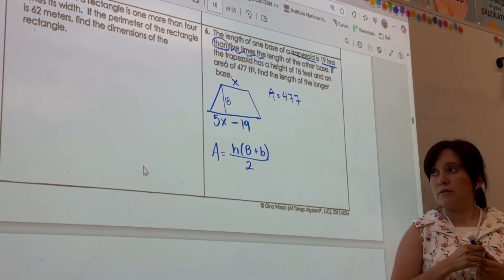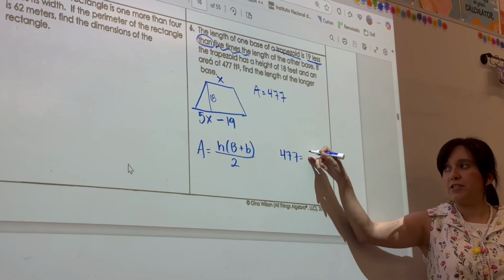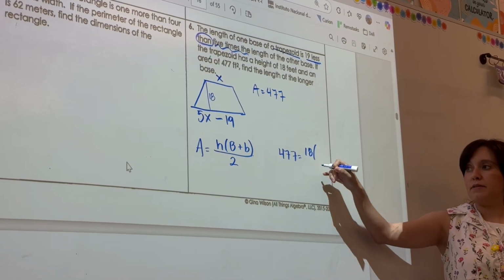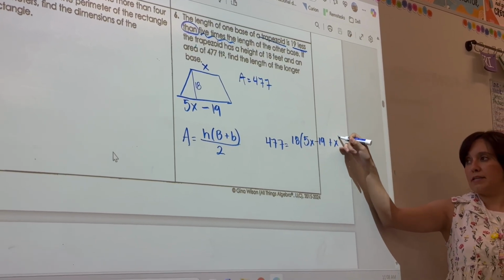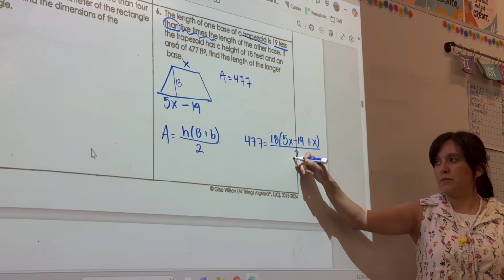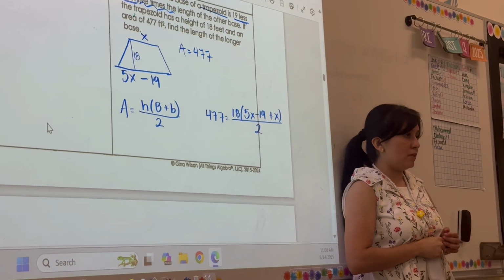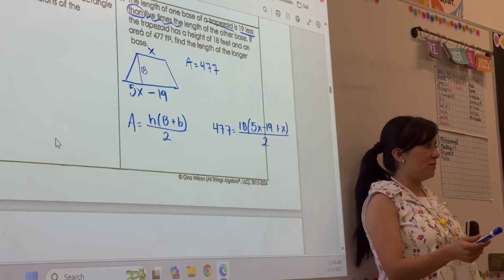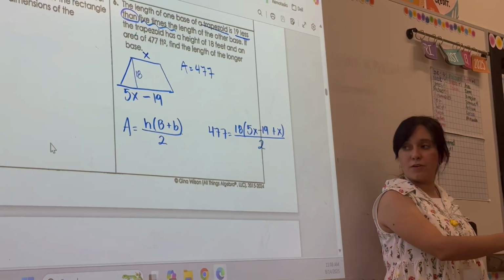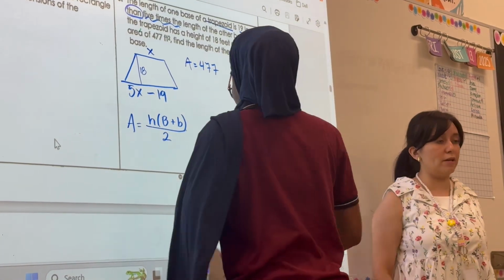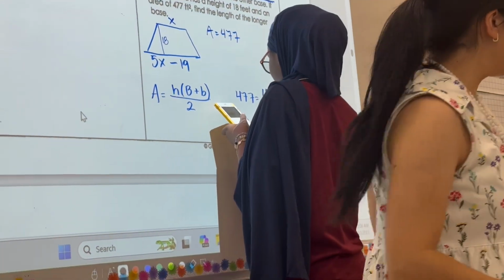So I am going to put 477 equals h, that is 18, times 5x minus 19 plus x, divided by 2. Any questions about what I wrote down? No. Okay, who can answer that for me on the board? Aisha, write the answers, the hand first. You will go and answer number 6 and you number 8. Everybody else try to do it on your piece of paper. Are we good?